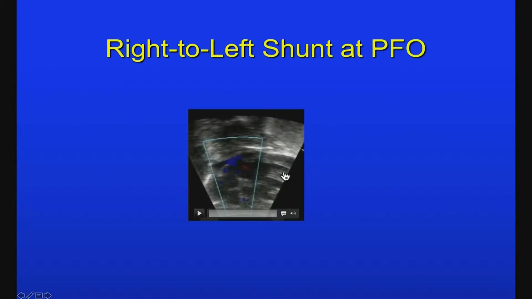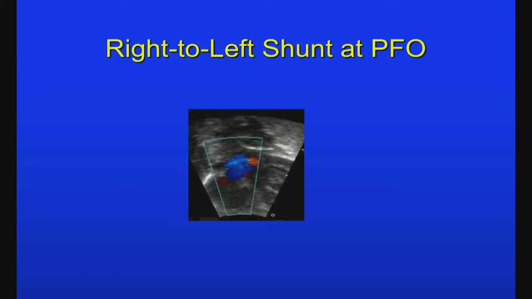And what we typically think about in PPHN is a right-to-left shunt at the PFO. That makes some sense. You have suprasystemic pulmonary vascular resistance. You should shunt right to left across the ductus and the oval foramen. However, that atrial level shunt, remember, and the cardiologist will remind us of this, is not really a function of PVR and SVR, but really a function of LV and RV end-diastolic volume and compliance.